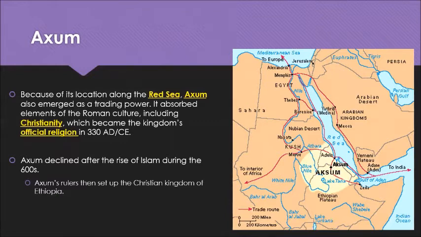All right, they're going to have actually a bit of Roman influence. So Christianity is going to become the big religion in Aksum. But they're not going to stick around too long after the 600s because there's going to be a rise of Islam happening in that area. But the Christians who were in charge are going to move further south into Ethiopia, which has even today a very strong Christian influence religiously.